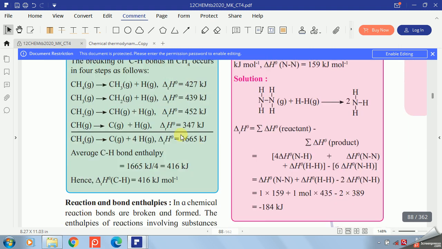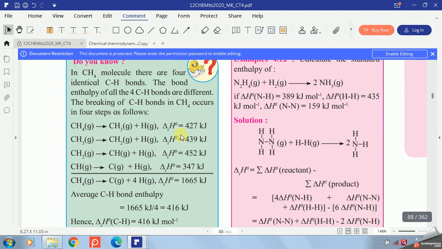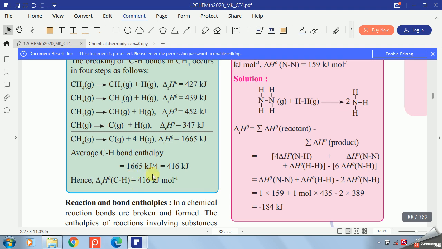Now next is the reaction involving methane. There are 4 C-H bonds. The bond enthalpy for each bond breaking: all the bonds are identical C-H, but after breaking one bond, the product will be different. CH4 gives CH3 plus H, bond enthalpy is different. CH3 gives CH2 plus H, bond enthalpy is different. CH2 gives CH plus H, bond enthalpy is different. CH gives C plus H, bond enthalpy is different. If we add all these 4, we get 1664. So we have to take an average.